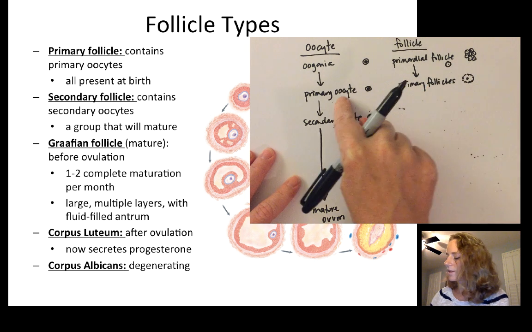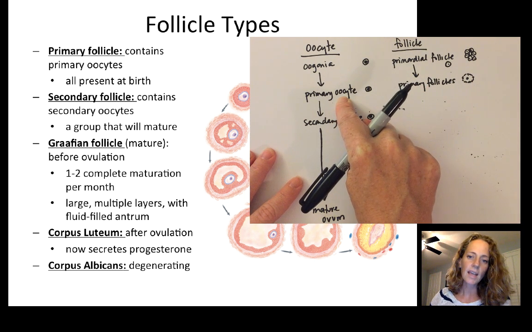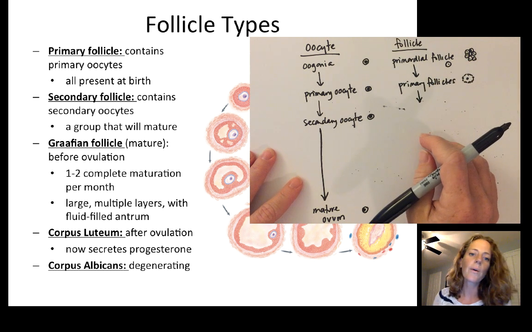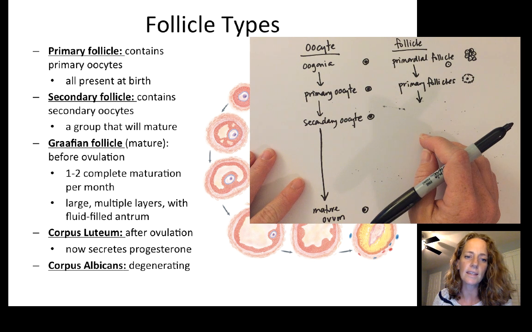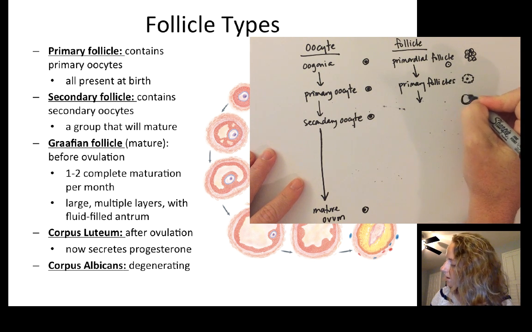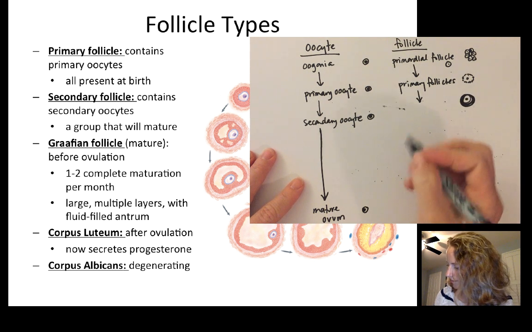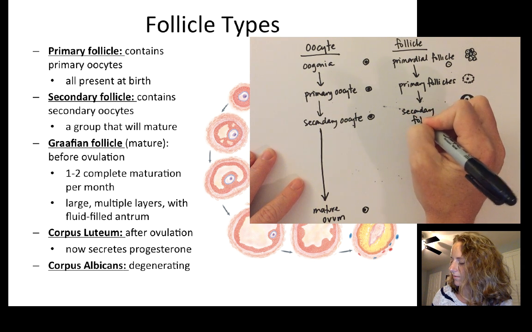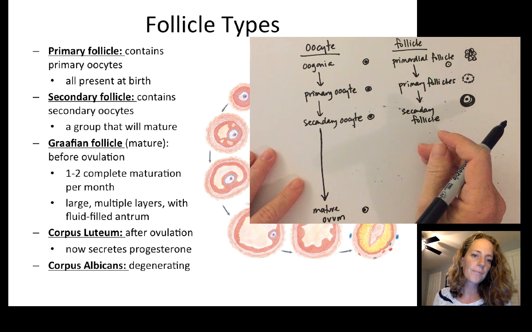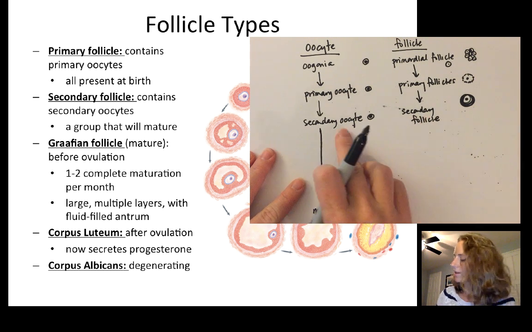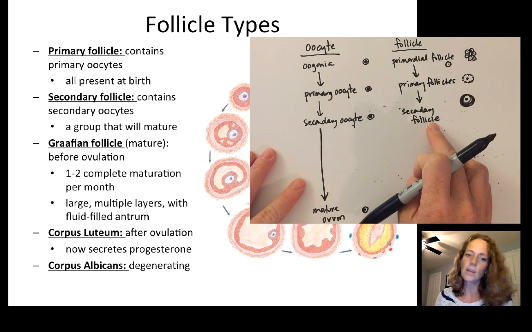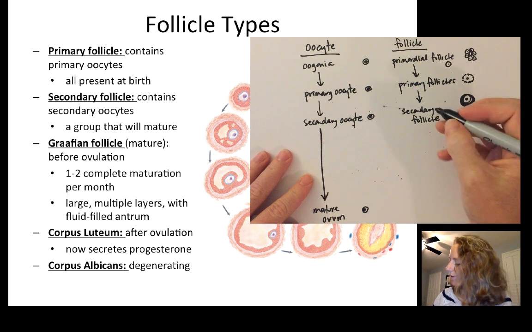So the primary follicle contains a primary oocyte, and then the primary follicle, based on hormonal signals, is going to start to increase in layers. You're going to get more and more layers surrounding the oocyte, and that is now a secondary follicle. A secondary follicle contains secondary oocytes. And a single group of these, based on hormonal signals, will start to mature further.